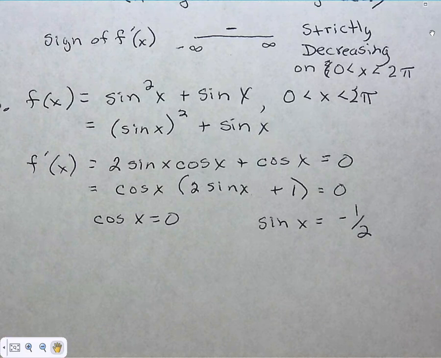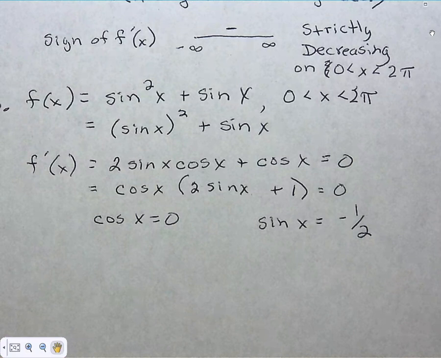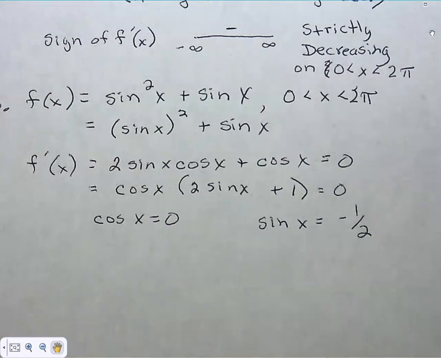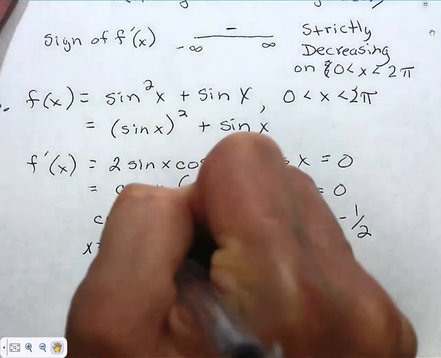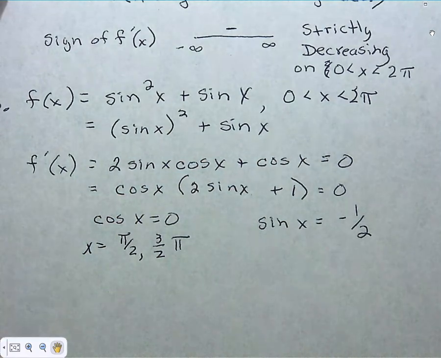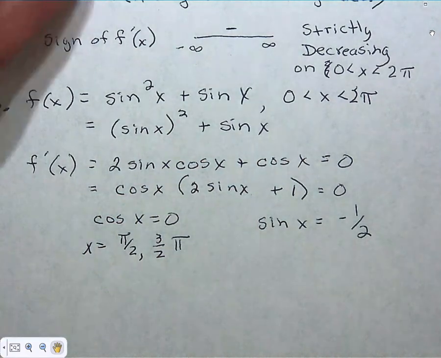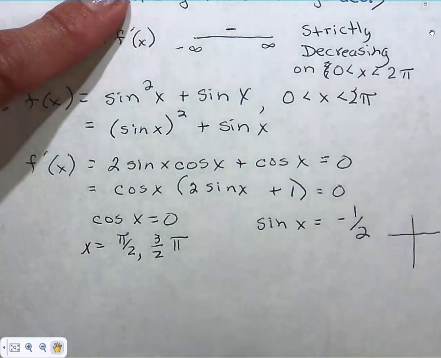What makes cosine 0? Or where is cosine 0 on the interval from 0 to 2 pi? The half pies. Pi over 2, and this could be written as -pi over 2, but if I write it that way, it's not between 0 and 2 pi, so how should I write it instead? 3/2 pi. All right, so 1/2 pi and 3/2 pi. And then in what 2 quadrants is sine negative? 3 and 4.